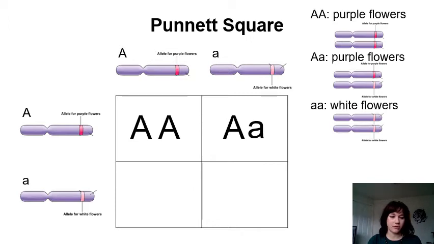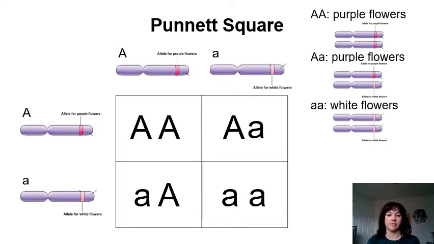Let's do the bottom left. All right, we're going to take that lowercase a from the parent on the left and the capital A from the parent on the top. Again, we have heterozygous offspring here. And then for our last square, we're going to take the lowercase a from the parent on the left and the lowercase a from the parent on the top. And so that is homozygous recessive.